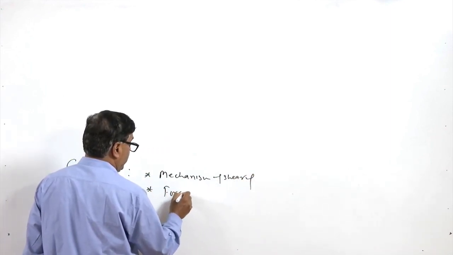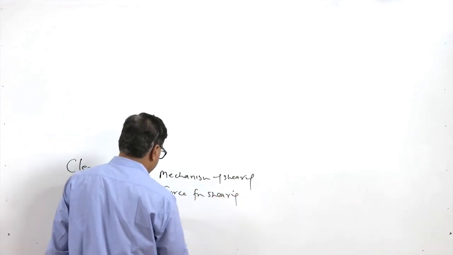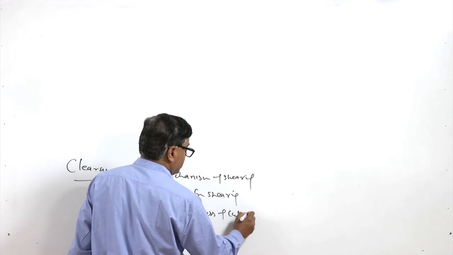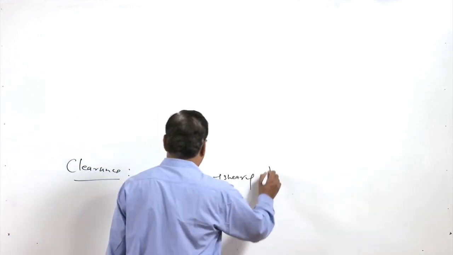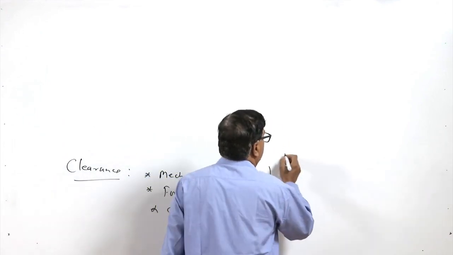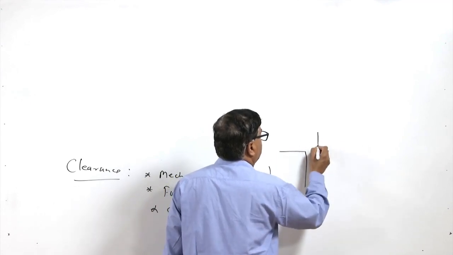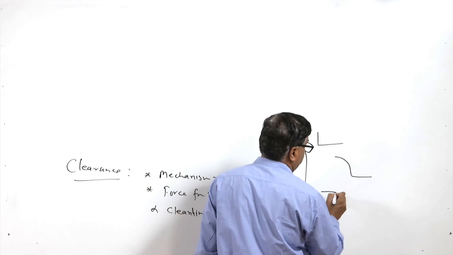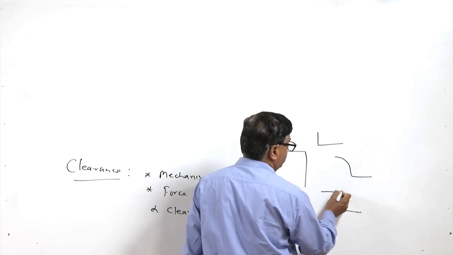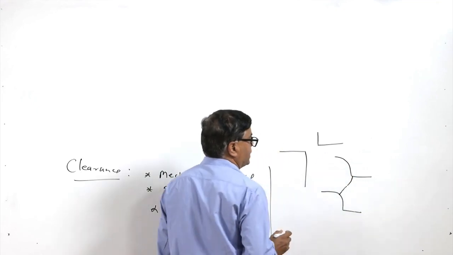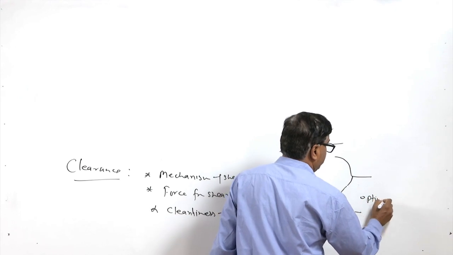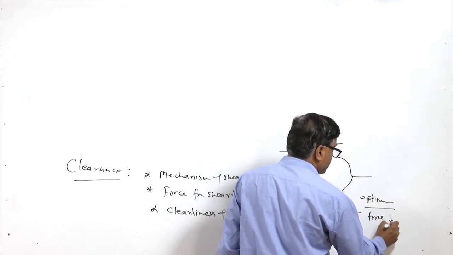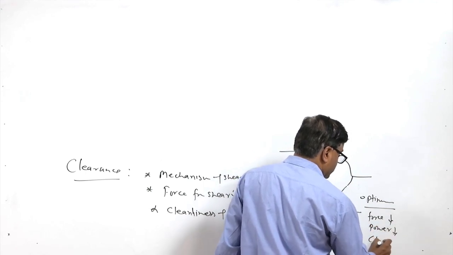It affects the force or the power required for shearing, and the cleanliness of the cut edge is also affected by the clearance. If we see the mechanism of the shearing, when the gap between the punch and die is optimum, it leads to the propagation of the crack from both the sides, which will meet at the center. So, this is what is called optimum. This will be achieved when the clearance is optimum, and the force required is less, power required is less, and the cut is very clean.